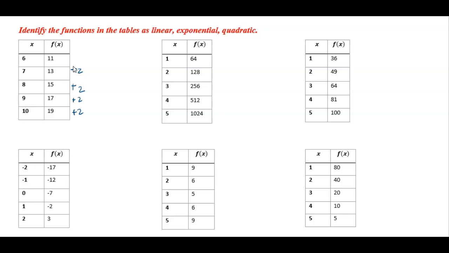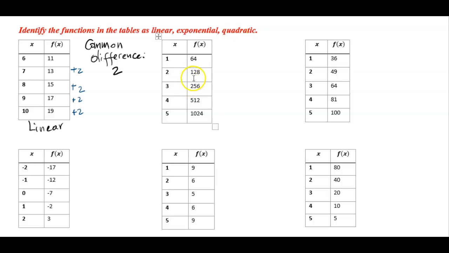In this case, the common difference is 2. So therefore, this one right here is linear. Okay. Now, let's try the second one.